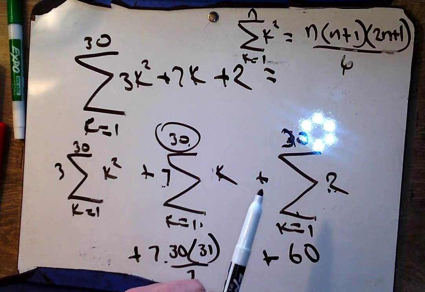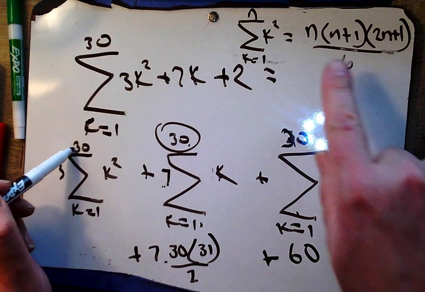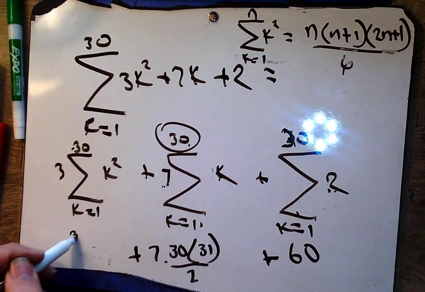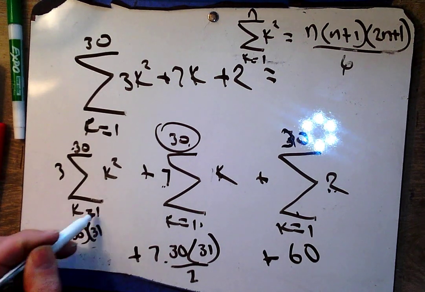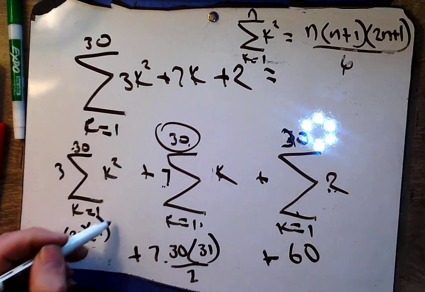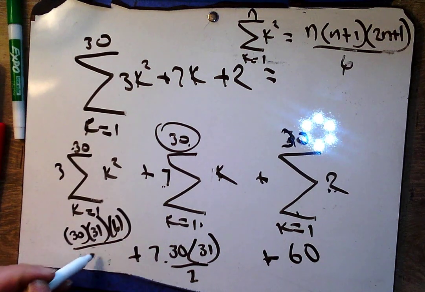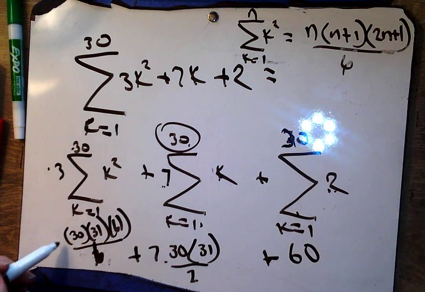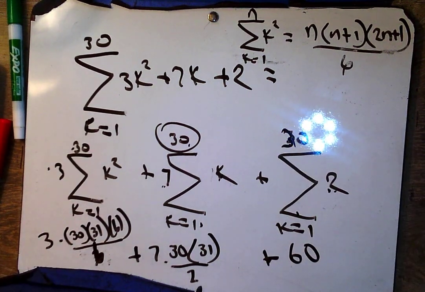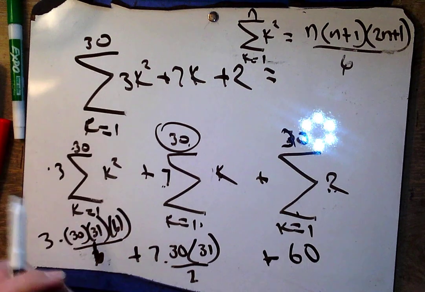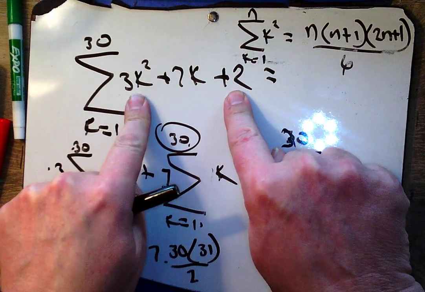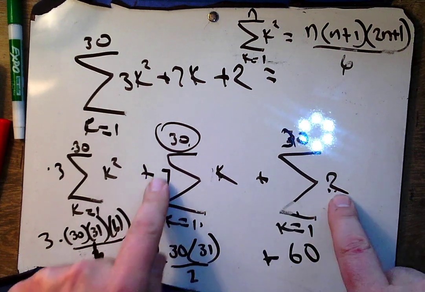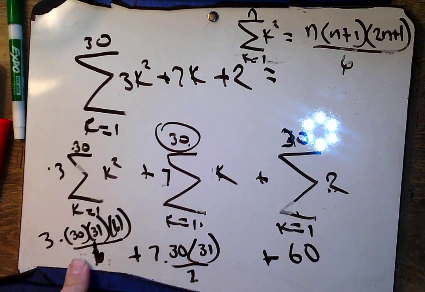2n plus 1. So when I plug in my 30 here and here and here, what am I going to have? Well, I'm going to have 30 times 31 times, 30 times 2 is 60 plus 1 is 61, all over 6. And then don't forget we have this coefficient out in front. So what I'm saying is that this sigma can be broken into these 3 sigmas, and then I can use the appropriate shortcut for each one.